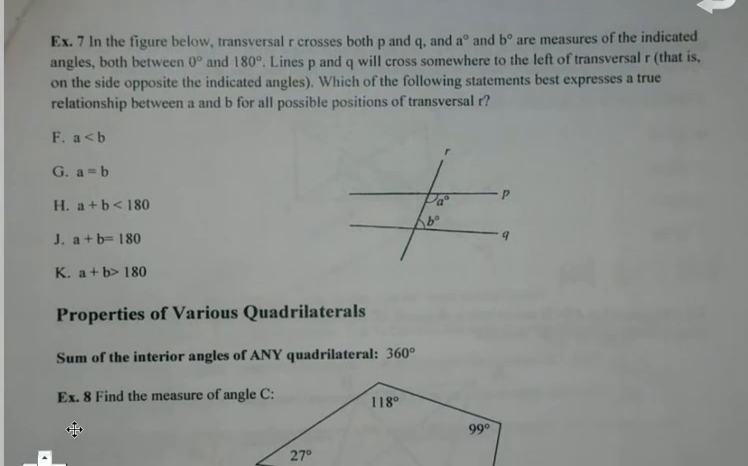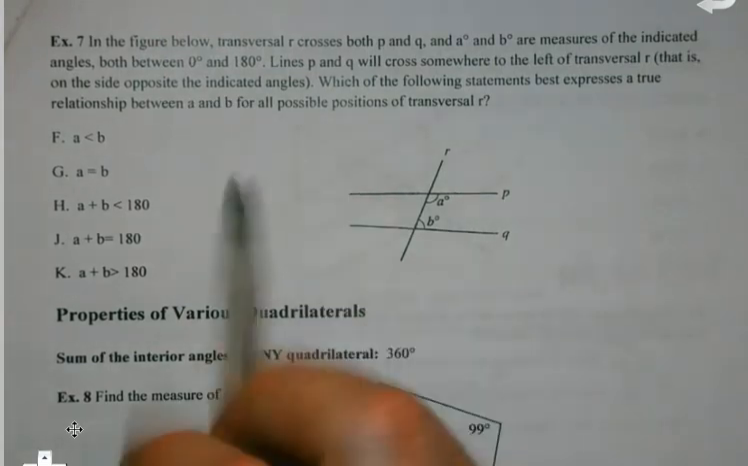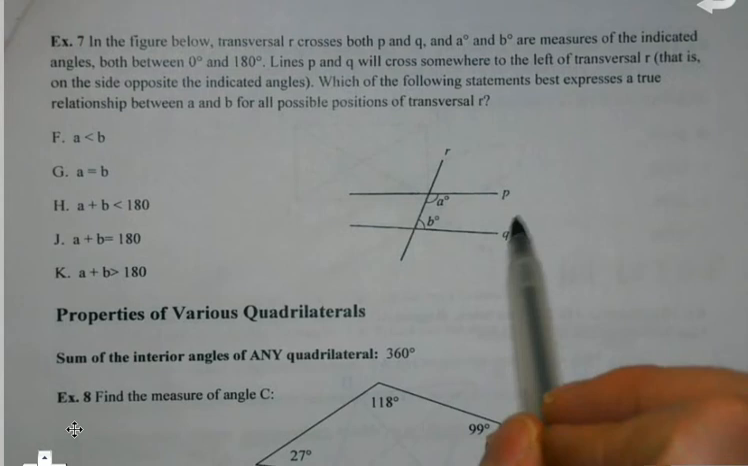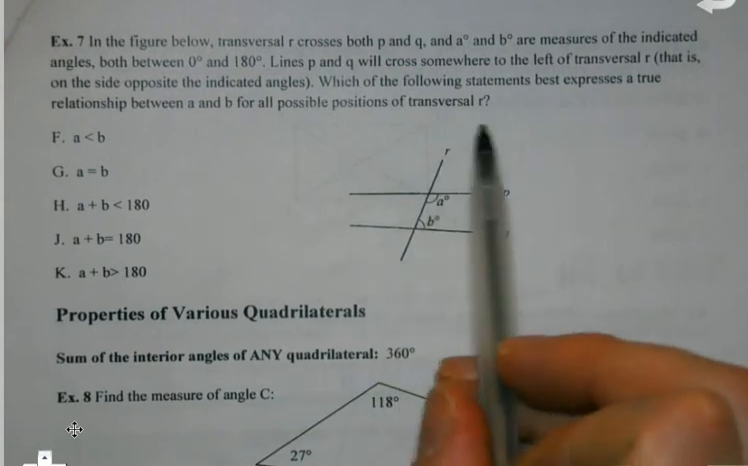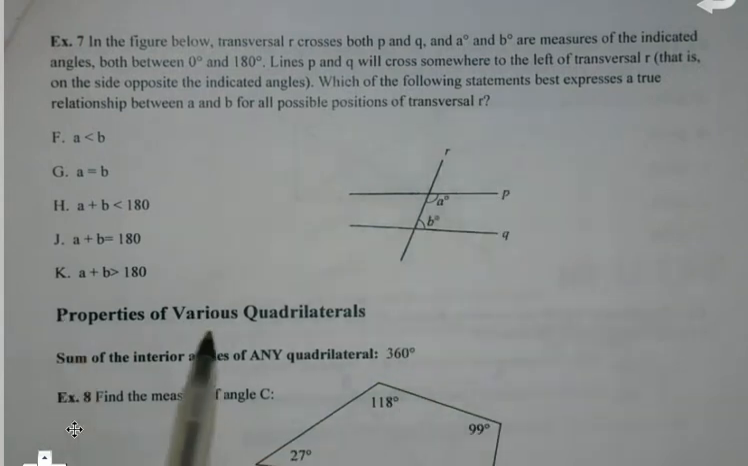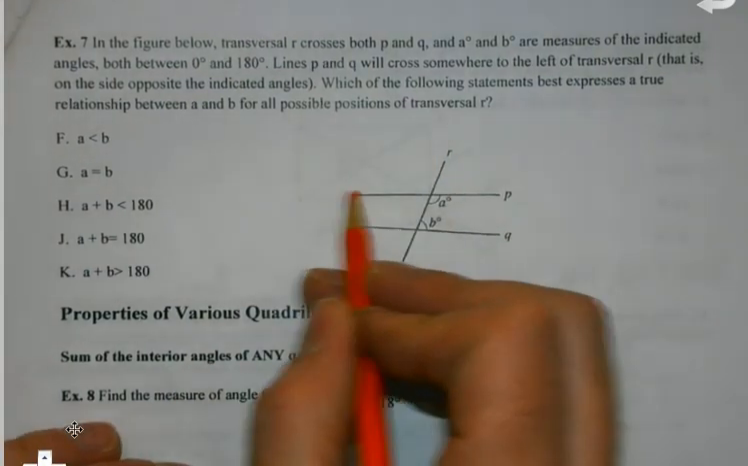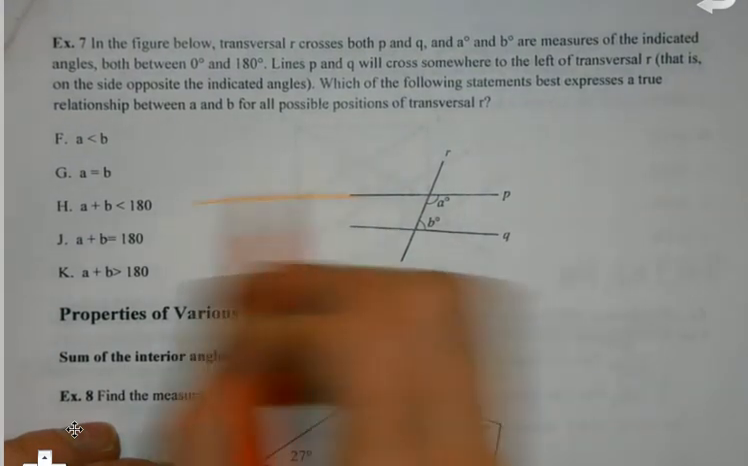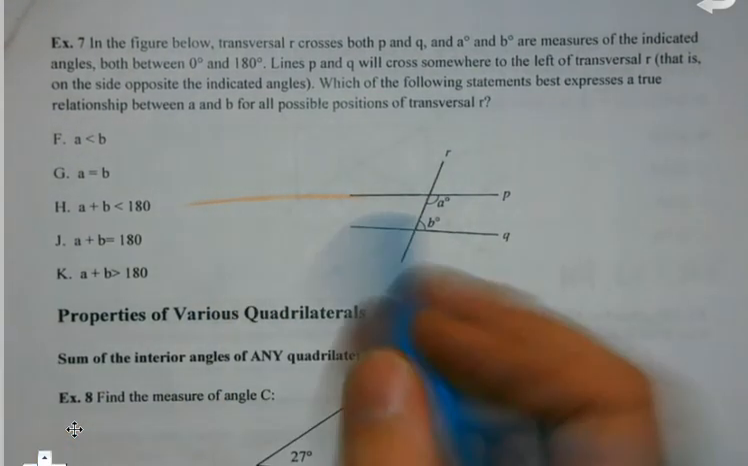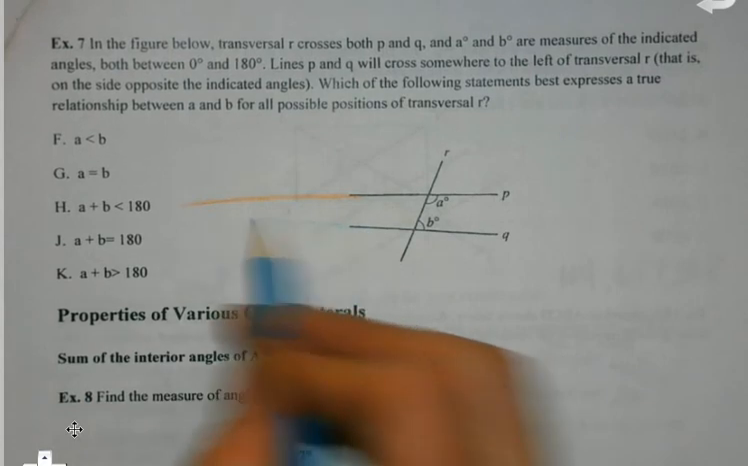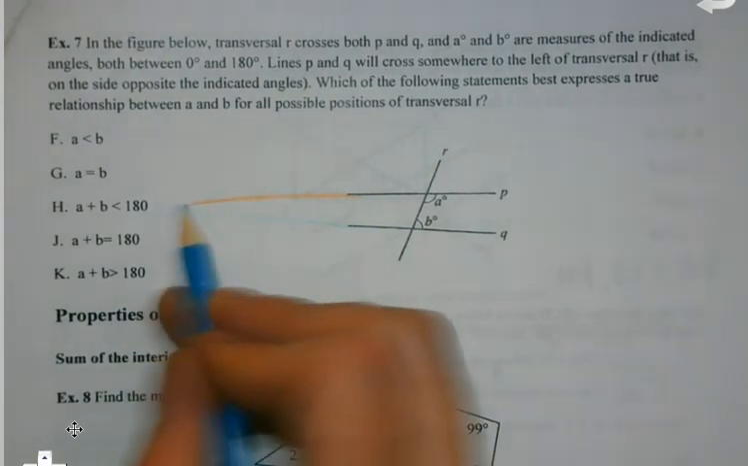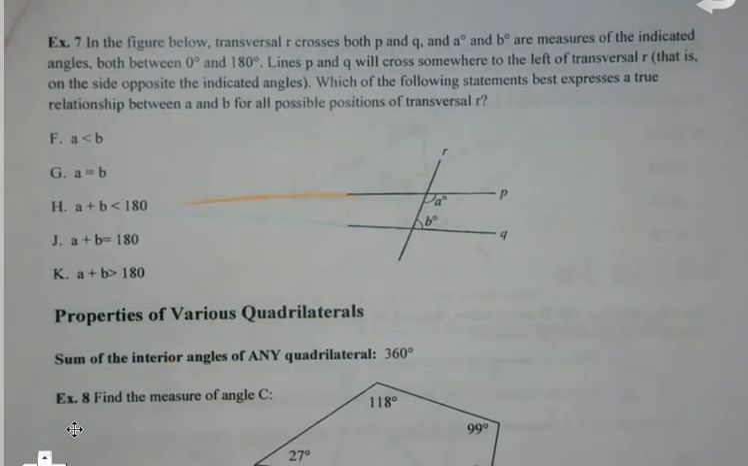Don't let all the fancy language get you. We're going to get to the end here with what we're trying to see what we're finding here. In the figure below, transversal R crosses both P and Q, and A and B are measures of the angles between 0 and 180. Lines P and Q will cross somewhere to the left of transversal R. So what they're saying is, this line will keep coming the way it's going, and this one's got a little bit of a slant and is starting to come up, and somewhere down here to the left they're going to cross each other. So, which of the following statements best expresses a true relationship between A and B?